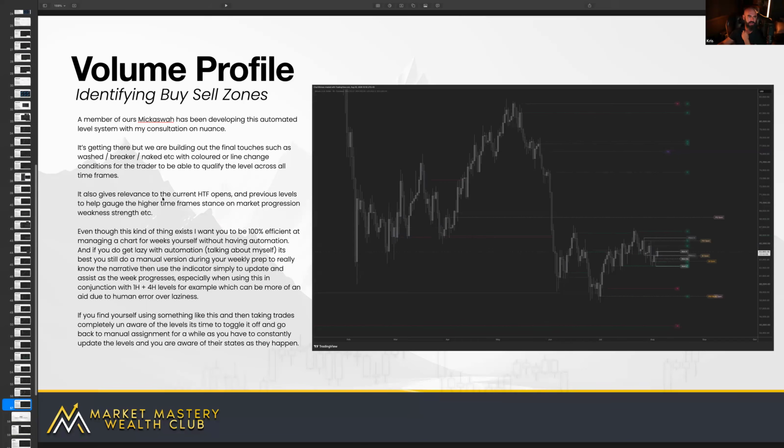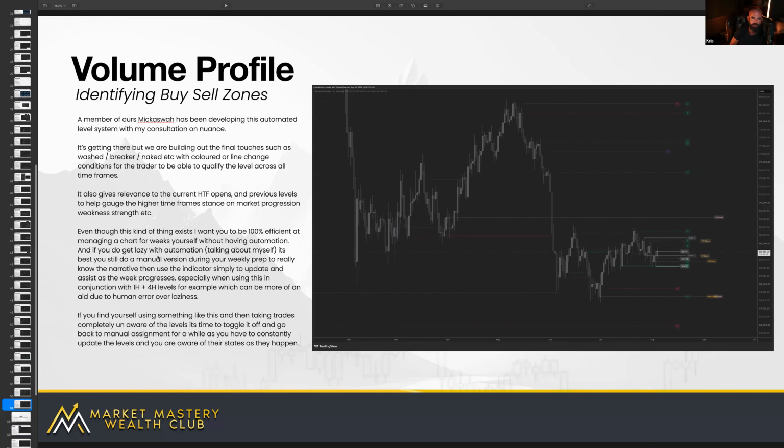So it also gives relevance to the current high time frame. So yeah, like we can gauge the strength, the weakness of those ones I've just discussed. However, even though this thing kind of exists, I want you to be 100% efficient at managing a chart for weeks yourself without having any automation. So this thing will just become another thing you ignore. I get lazy myself and I don't love these things. I like the manual version during your weekly prep. You should really still be doing it all manually so you're aware of it.